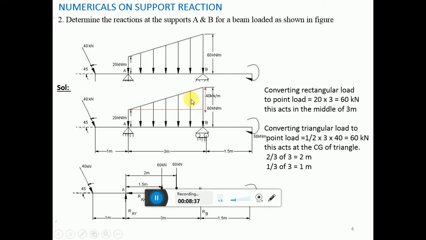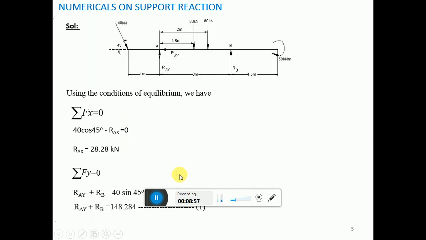The point load acts here. The CG of the triangle will lie at a distance of 2/3 from this point and 1/3 from this point. So the 60 kilonewton is acting at a distance of 2/3 of 3, which is nothing but 2 meter, and 1/3 of 3 is nothing but 1 meter from this end, from the point B. Now apply the conditions of equilibrium for the figure.